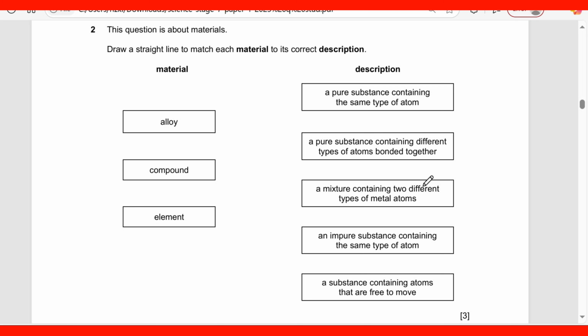Next, a mixture containing two different types of metal atoms. An impure substance containing the same type of atom. A substance containing atoms that are free to move.